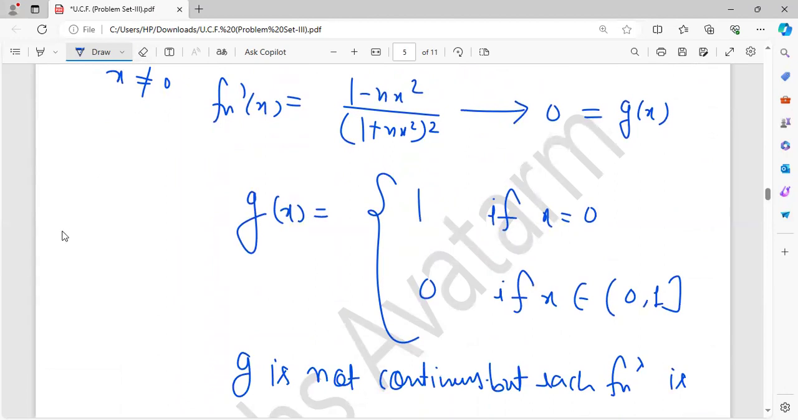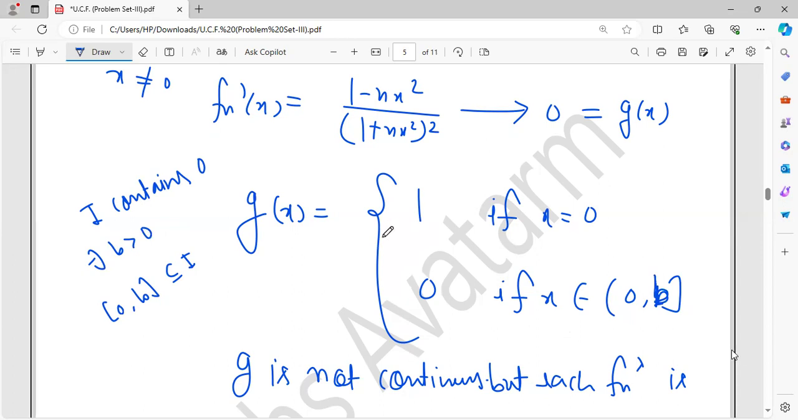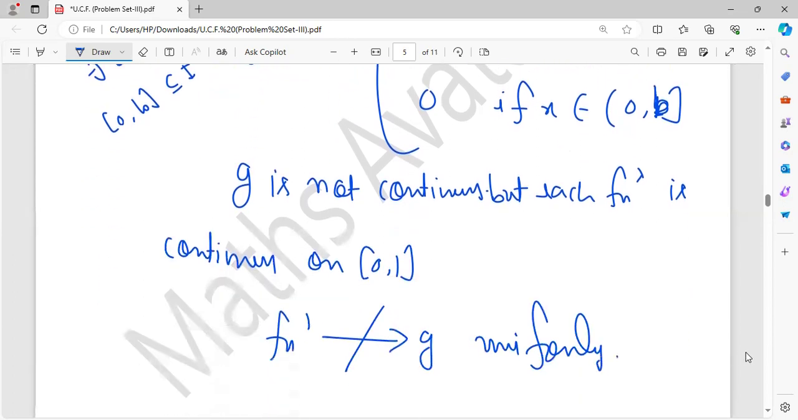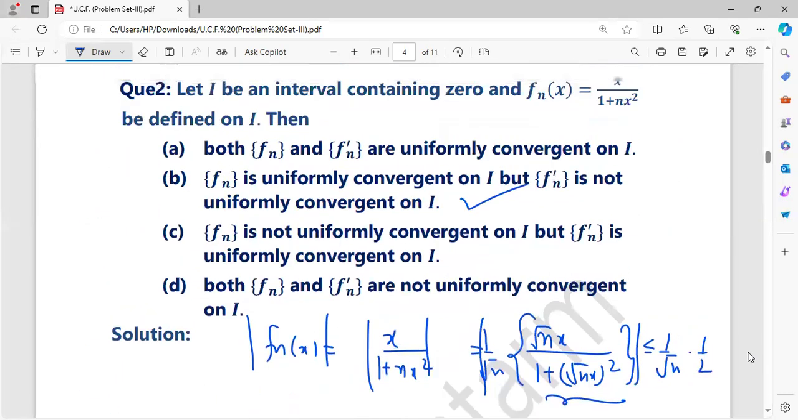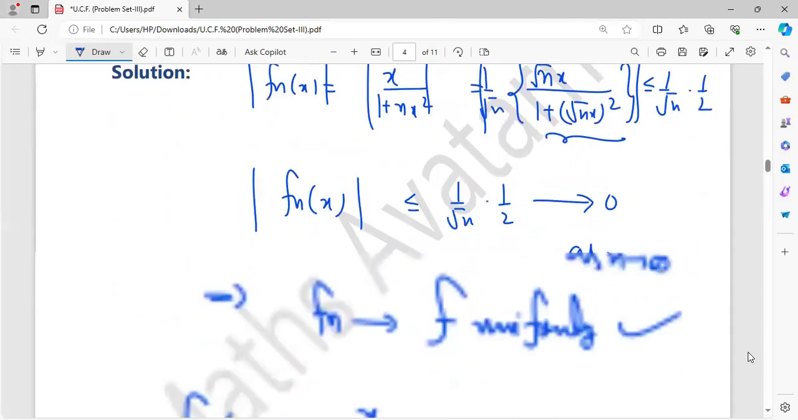Suppose I contains 0. What does it mean? There will exist b greater than 0 such that the closed interval 0, b will be contained in I. So I can take b here. No problem. G is not continuous on the closed interval 0, b, but Fn is continuous on the closed interval 0, b. So it cannot converge uniformly. So that argument is correct. I had forgotten that I is an interval containing 0. No problem, still option B is correct.